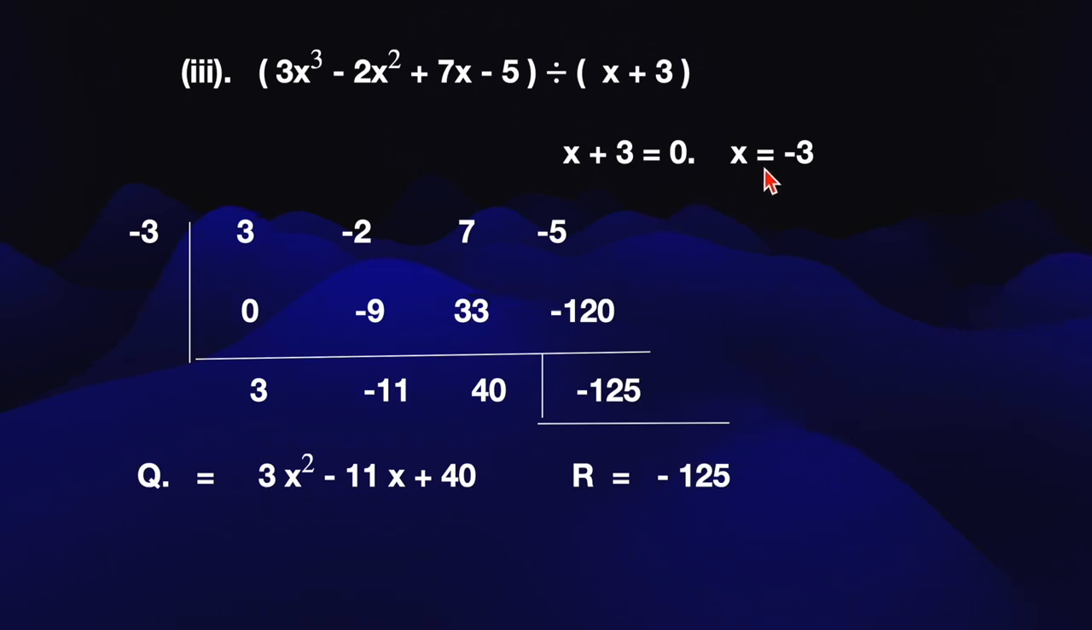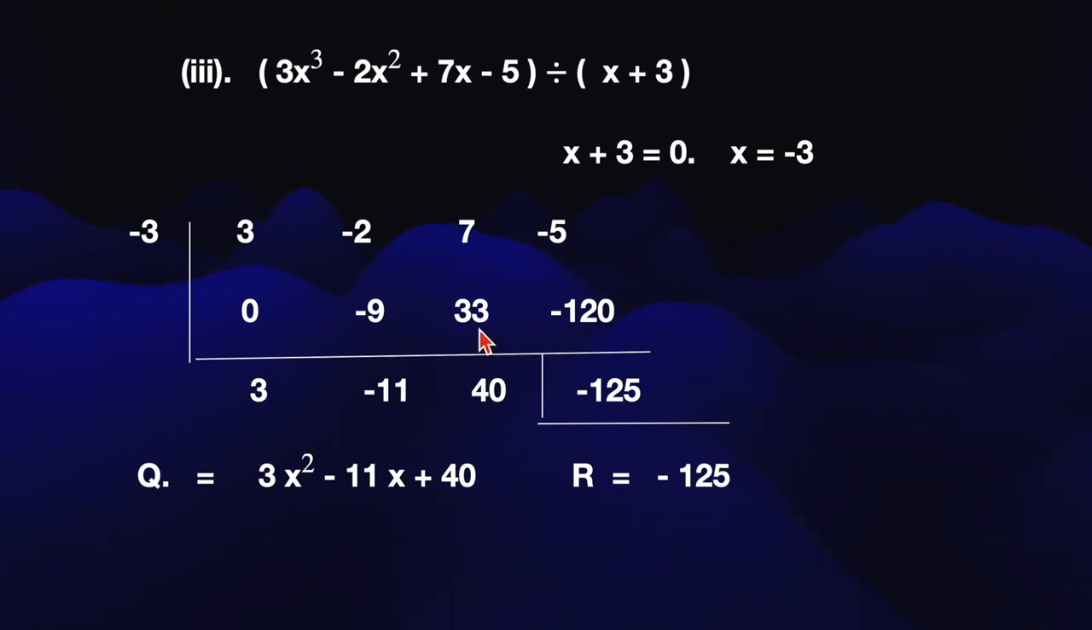Okay, so here also we get x is equal to minus 3. Write it down. This is the simplest way to divide of all the 3 methods. Write down the coefficient of x cube, 3, minus 2 for x square, 7 and minus 5. First let's write down 0 here. Add it, you get 3. Multiply this, minus 9. Now add again, you get minus 11.